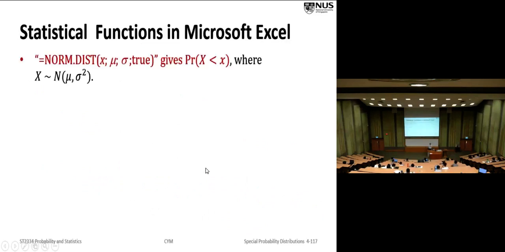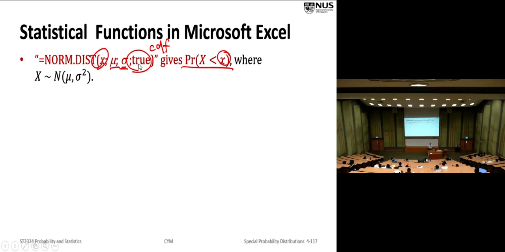You will not be tested on this one, but it's for your own interest. If you want to use Excel, in case your graphic calculator is not at hand, then you use this function, norm.dist. There are four arguments here. If I want to find this probability, the first argument is the limit x, and then you give the two parameters of the normal distribution, and the third argument is true. True means that you are working on the CDF, the cumulative probability.